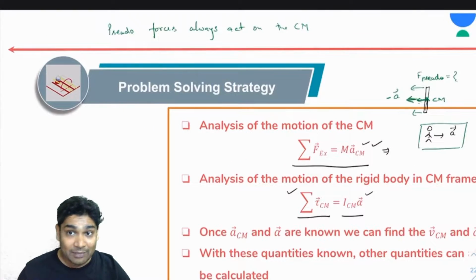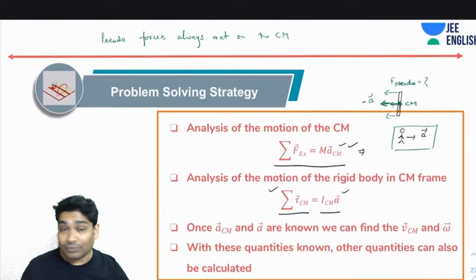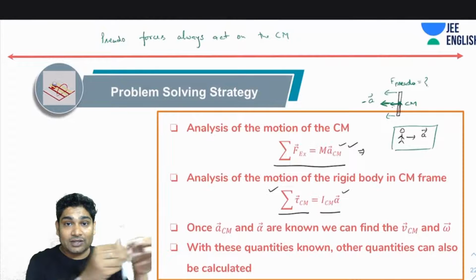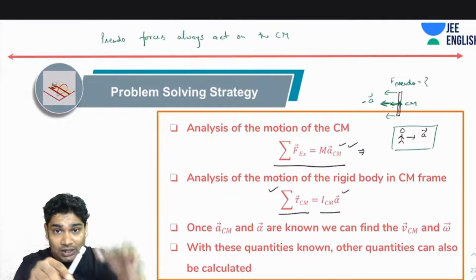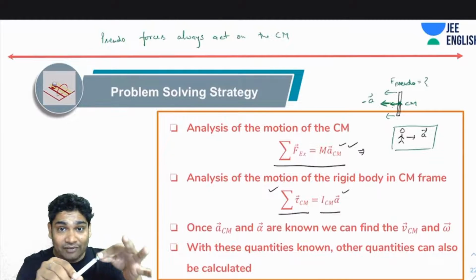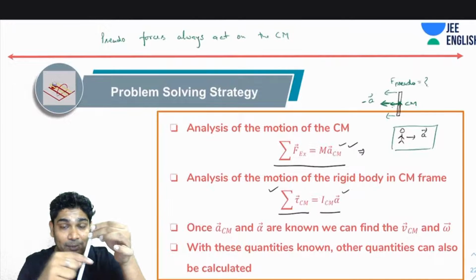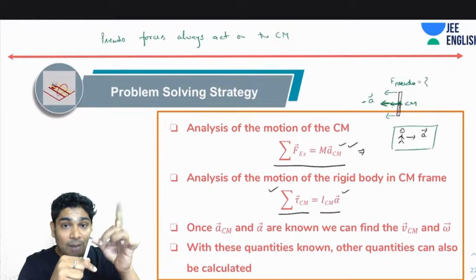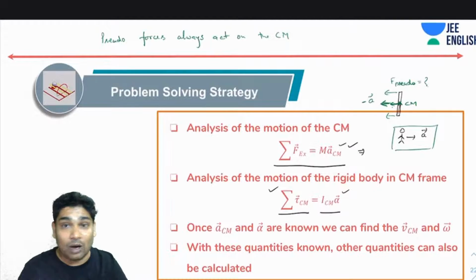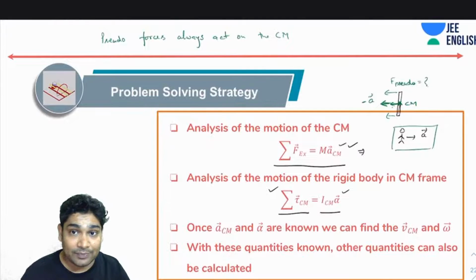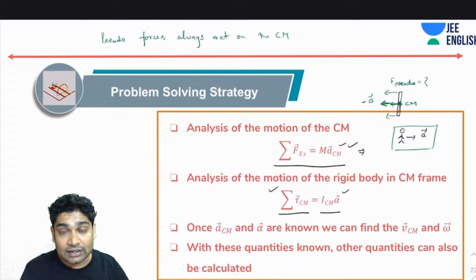If instead of CM I took one more point when it is moving like this, and I wanted to write the torques about this point, now this point would have an acceleration, and there would be a pseudo force which will be applied on the CM. So about this point I would have to take that pseudo torque into account as well, otherwise I will get a wrong answer.